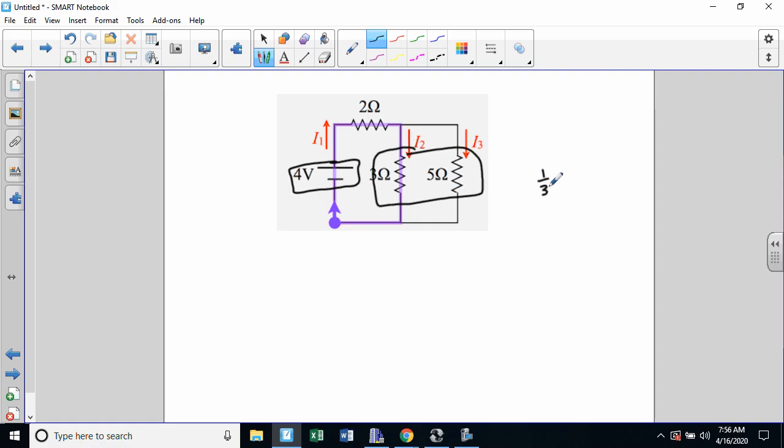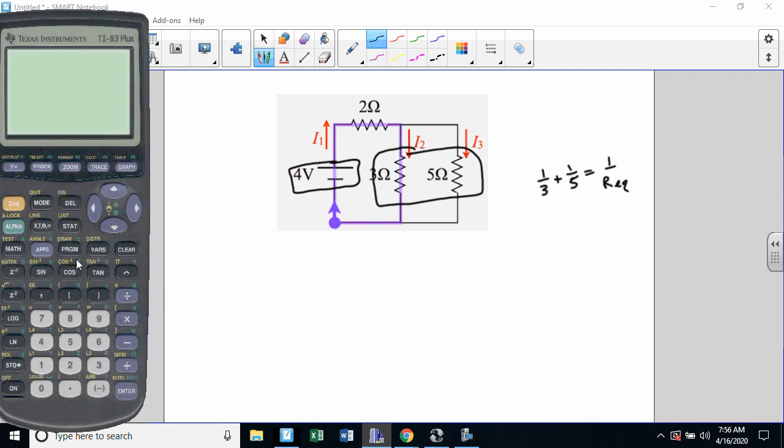You could say 1 over 3 plus 1 over 5 is equal to 1 over the equivalent resistance. So I would go to a calculator very simply and say 1 over 3 plus 1 over 5, and then inverse to find the equivalent resistance of 1.875. That is, the 3 and 5 in parallel are acting like a single resistor of 1.875 ohms.